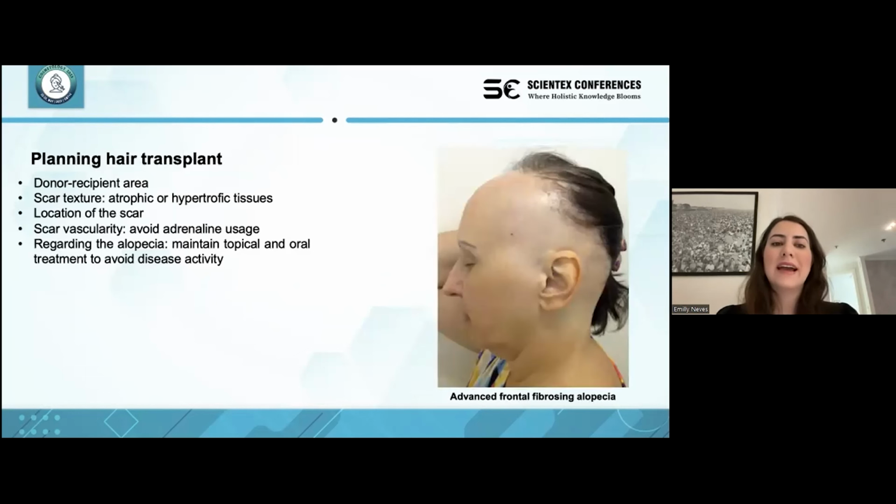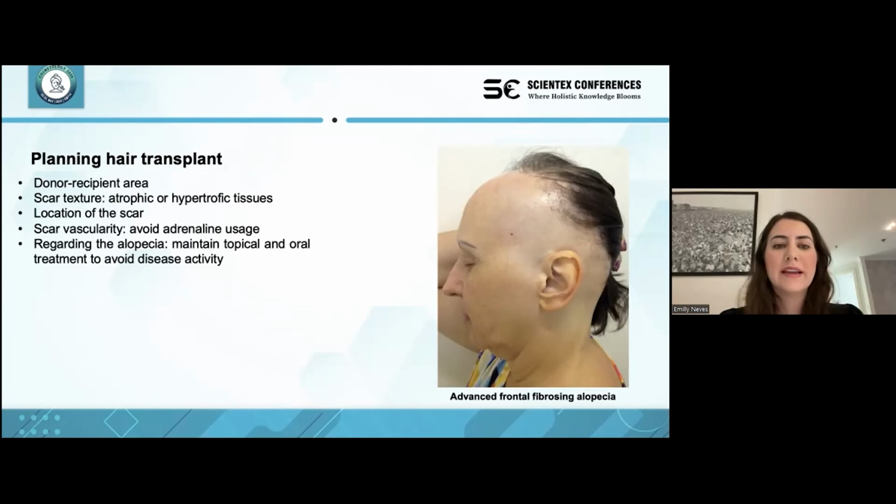And when we decide to do the hair transplantation, how can we plan it? First, we have to analyze the donor and recipient area. To estimate the donor and recipient area is the most critical decision in choosing hair transplantation for cicatricial alopecia, because in the majority of the patients, the available donor follicular units are insufficient to treat the extensive scar.